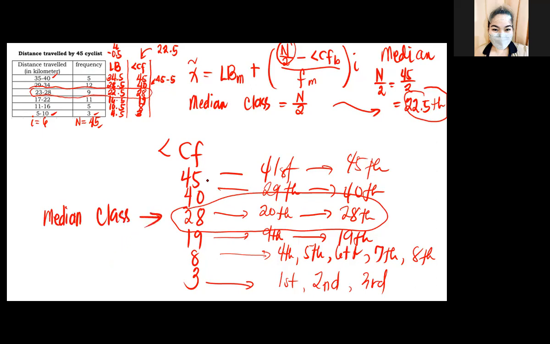Kasi nasa kanya included 22.5. Okay, pinaliliwanag ko lang para alam nyo bakit. Ano bang silbi nitong CF na to? Paano nalalaman kung ano yung median class? Okay, yun po yung paraan natin how to get the median class.